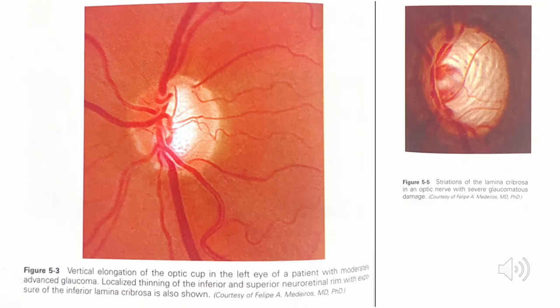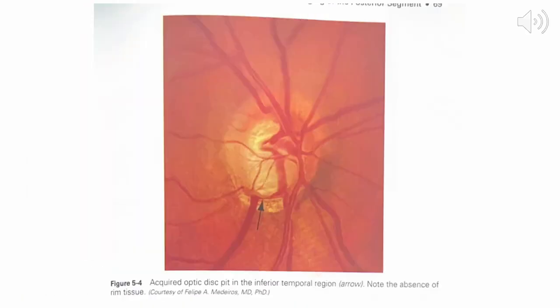glaucomatous damage. These striations reflect posterior bowing of the lamina and structural deformation due to chronic intraocular pressure-induced stress on the optic nerve head. This image shows Figure 5.4, highlighting an acquired optic disc pit in the inferior temporal region of the optic nerve head indicated by the black arrow. The pit appears as a focal excavation with complete absence of rim tissue in that region.